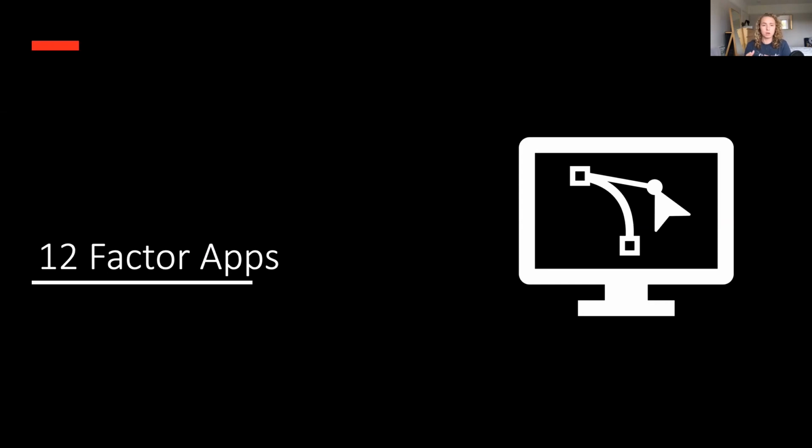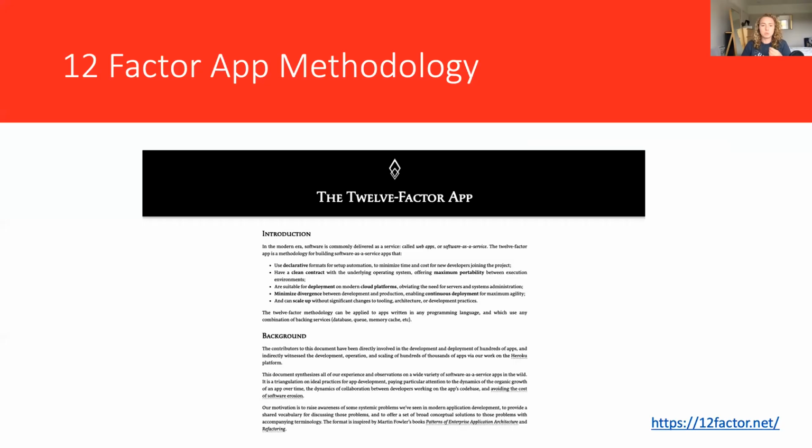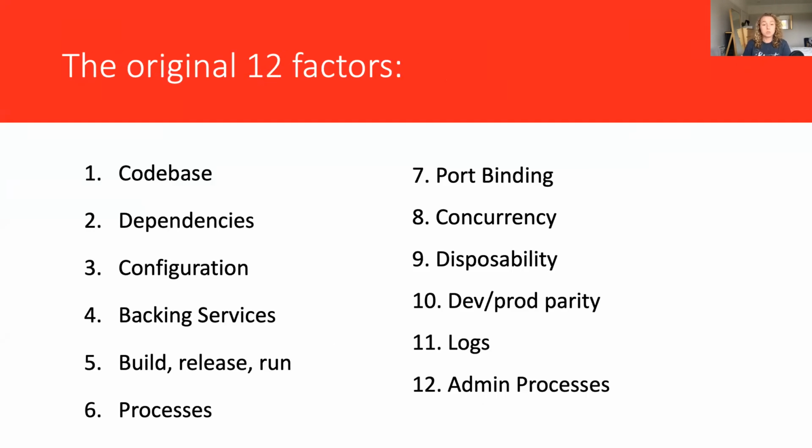So some of you might have come across the 12 factors before. It has been around for a while, but it is still very much relevant. It's a methodology that was originally defined by developers at Heroku, and it was designed as a methodology for building cloud native applications. You can actually head over to the 12factor.net website if you want to find out more about it. The original 12 factors are the ones listed here. We'll go through some of them in a bit more detail when we look at the 15 factors, but these were the original 12.